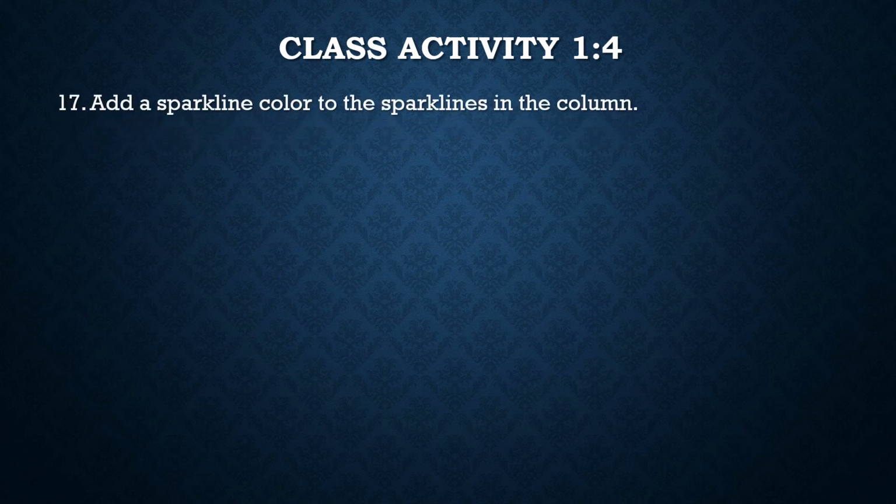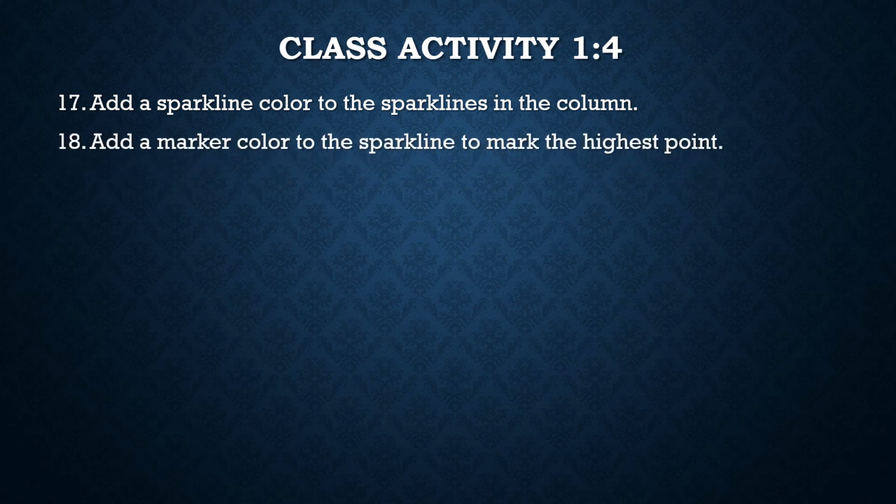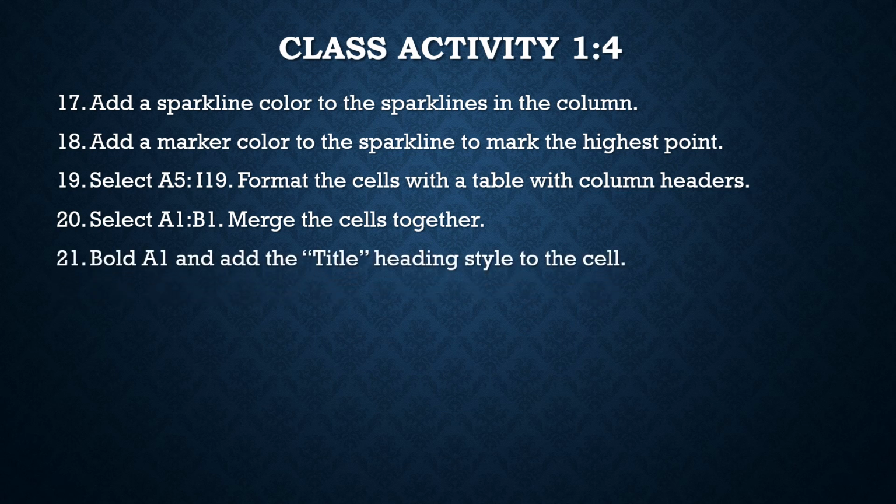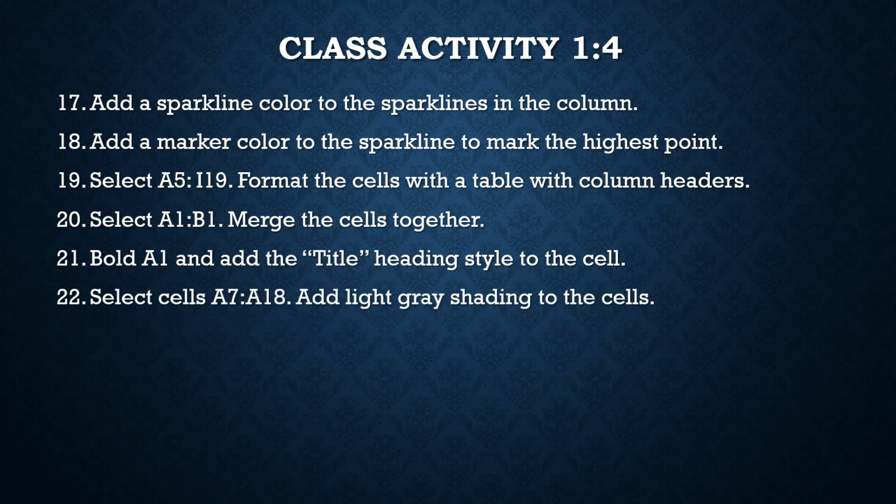Step 17. Add a sparkline color to the sparklines in the column. Add a marker color to the sparkline to mark the highest point. Select A5 through I19. Format the cells as a table with column headers. Select A1 through B1. Merge the cells together. Bold A1 and add the title heading style to the cell.